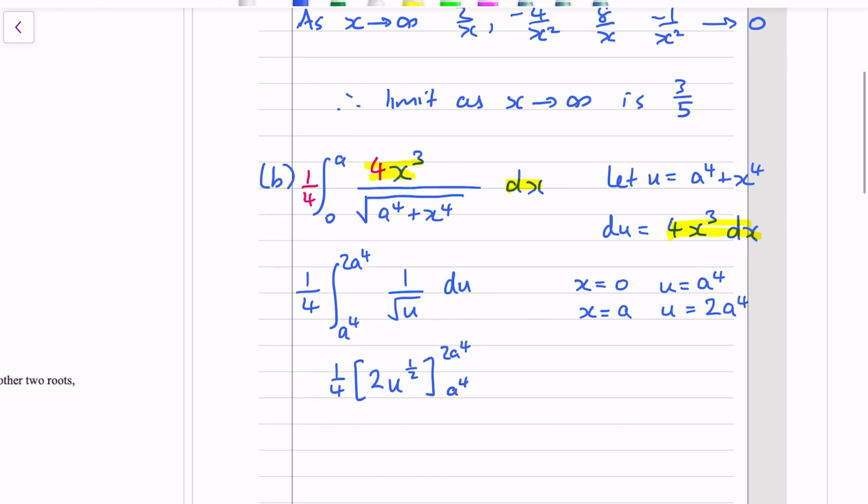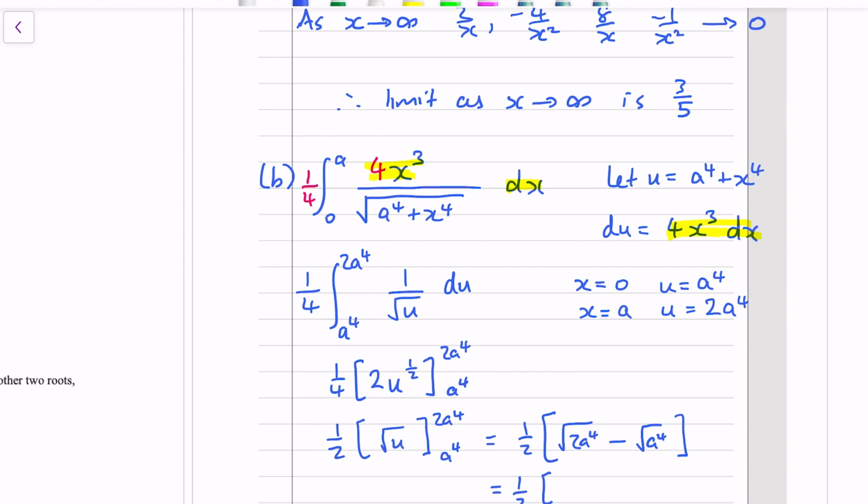We've got a quarter still in the front there. A quarter of 2 is a half. U to the half is square root u. We sub in those limits. Half square root 2a to the 4 minus square root a to the 4. Root a to the 4 is a squared. So we've got a half root 2a squared minus a squared, which is a squared over 2 times root 2 minus 1 if we factor out the a squared. So that's the answer to that question, not too bad.